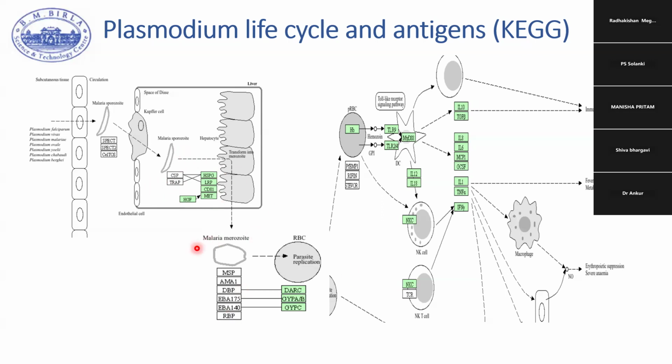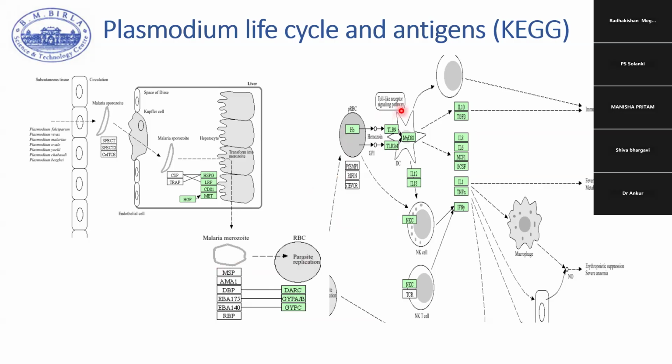This is the second part. You see the malaria merozoite, so it's the merozoite stage. Here there are lots of antigens. You can see MSP, MA, AMA1, DBP, EBA, RBP. These are all antigenic proteins that interact with human cells. So if you can generate a good antigen or a good vaccine candidate using these proteins, you will have a promising vaccine.